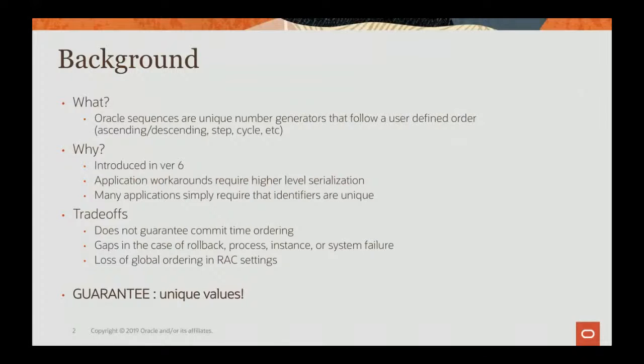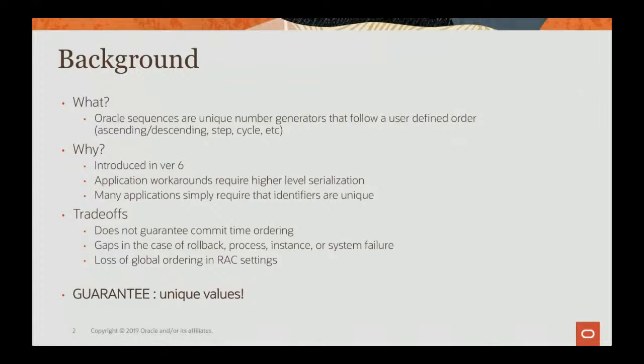The first is that it does not guarantee commit time ordering. Even ordered sequences, which by definition are supposed to return values ordered, cannot provide this guarantee. And it's easy to see why. If you have a bunch of sessions that are all accessing the same sequence, they all get nextvals, or the sequence values, according to some order, but depending on the order in which they commit the transactions, the values can be unordered between the sessions.